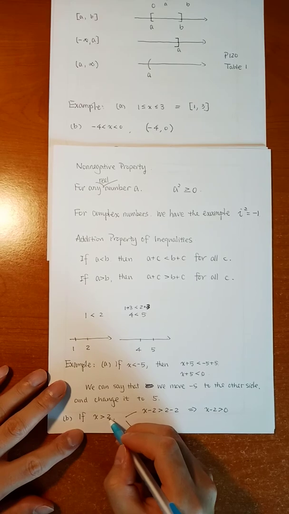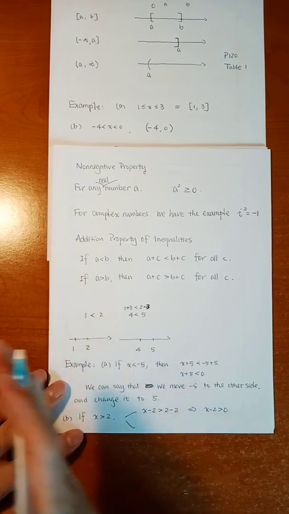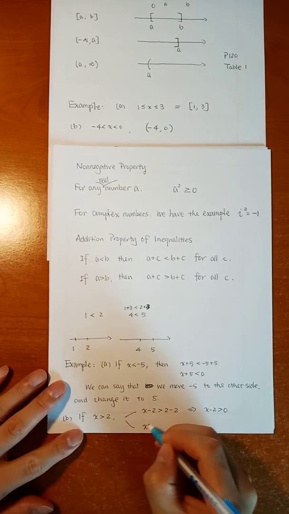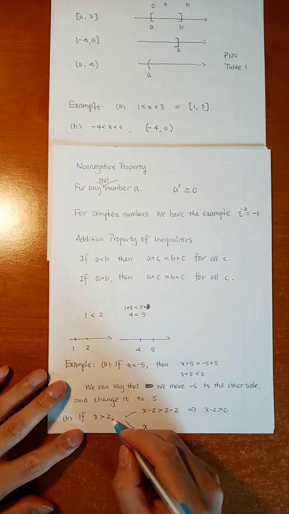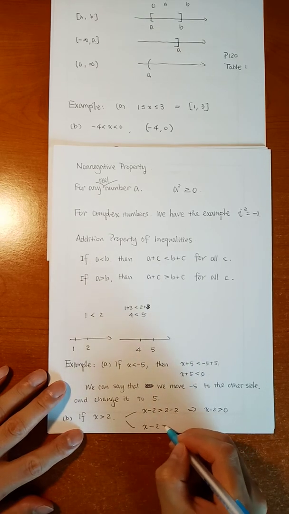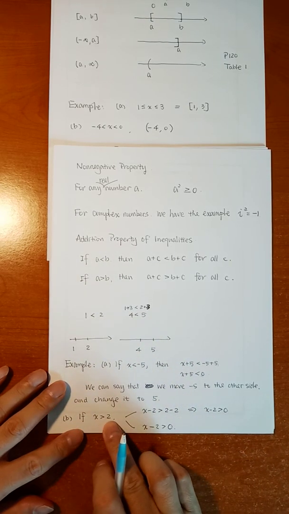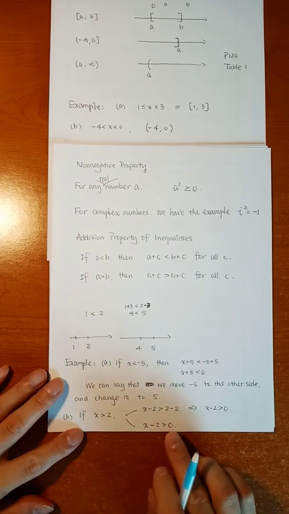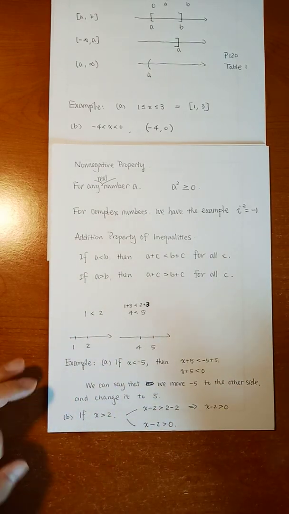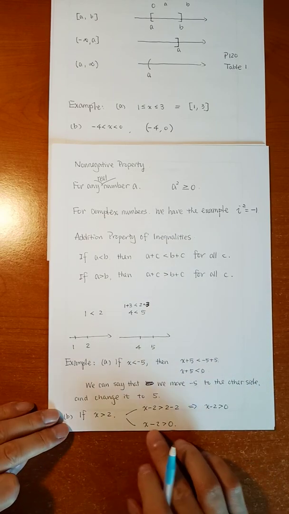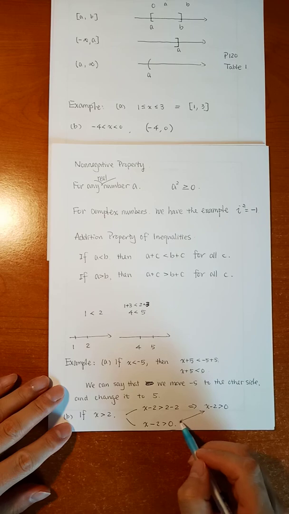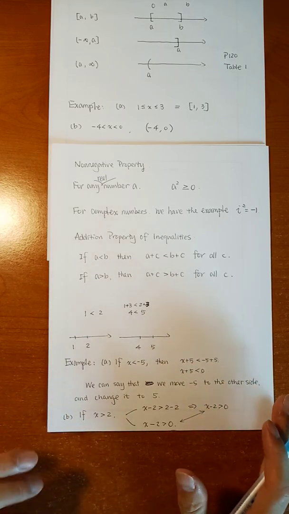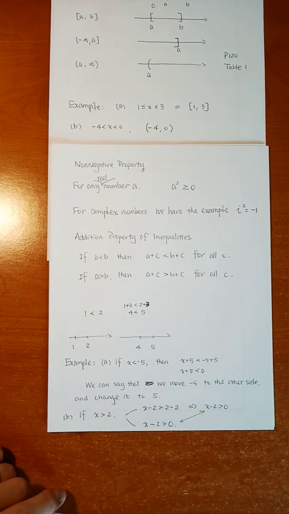Or you can say that this number 2, we're going to move it from the right side to the left side. Whenever you move it across this relation symbol, you change the sign. 2 originally has a positive sign. When you move it across the symbol, it becomes a negative sign. Since you already moved 2 to the left side, the right side becomes 0. Nothing left. So the same result. Either works. It's up to you, and you select your favorite way.